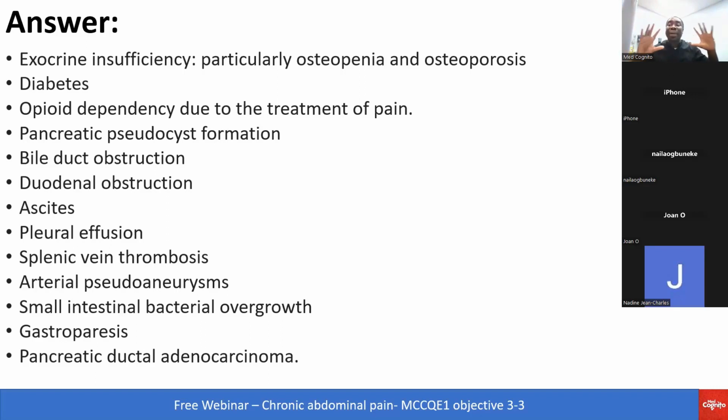If I can master these, I will also not forget that since the patient is having recurrent inflammation, that can even lead to a cancer. So pancreatic ductal adenocarcinoma, or pancreatic adenocarcinoma if you write it that way, you'll also be right. So these are the complications of chronic pancreatitis I want to keep in mind.